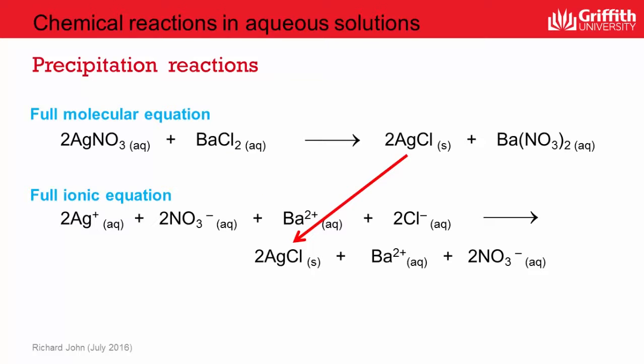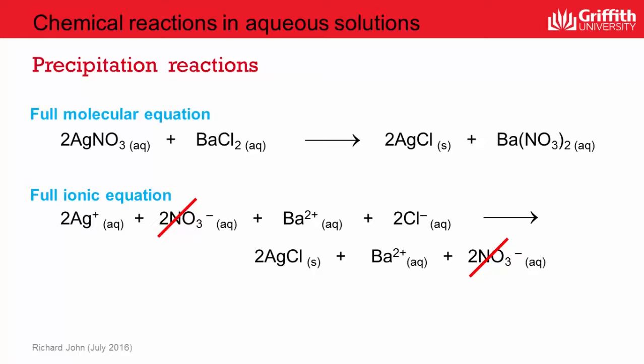The silver chloride solid is not a strong electrolyte, it's not soluble in water, and so we're still going to keep it written as 2AgCl solid. And then the strong electrolyte barium nitrate is written as separate barium 2 plus ions and the 2 nitrate ions there. Now we can see that these 2 nitrate ions here undergo no physical or chemical change from the left hand side of the equation to the right hand side. So these 2 nitrate ions on each side of the equation are spectator ions. They don't take part in the reaction and we can effectively cancel them out.